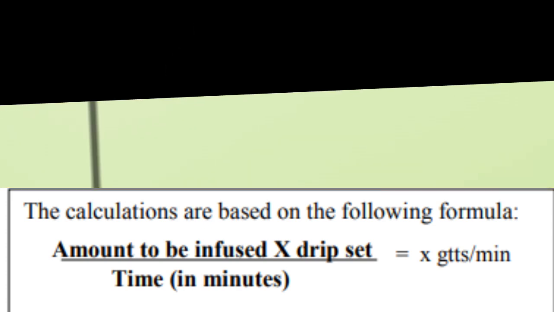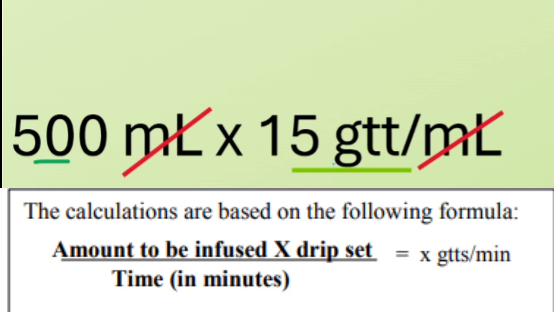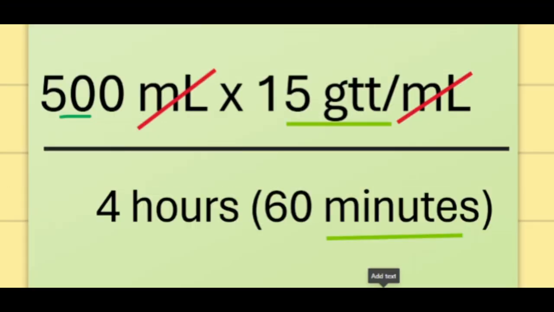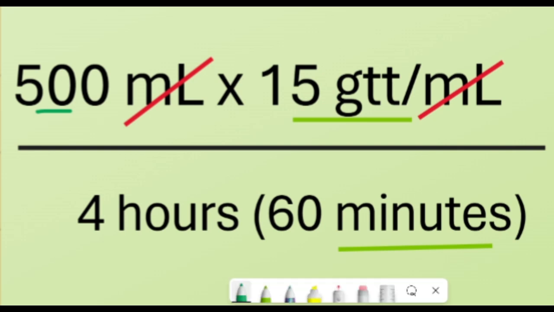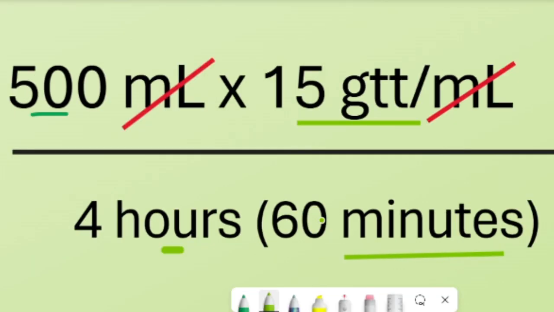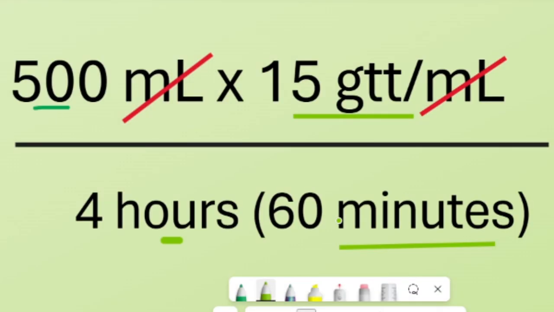Okay, so how are you going to plug in your numbers? Your volume is 500 milliliters, and then you're given a drip factor of 15, to be infused over 4 hours. It's very important that you understand that you always calculate for your time to be infused in minutes. So if you're given hours in the problem, make sure you multiply by 60 so that you're getting your minutes. If they've already given you the time in minutes, you just put it in minutes. But if it's given in hours, make sure you translate your hours to minutes.